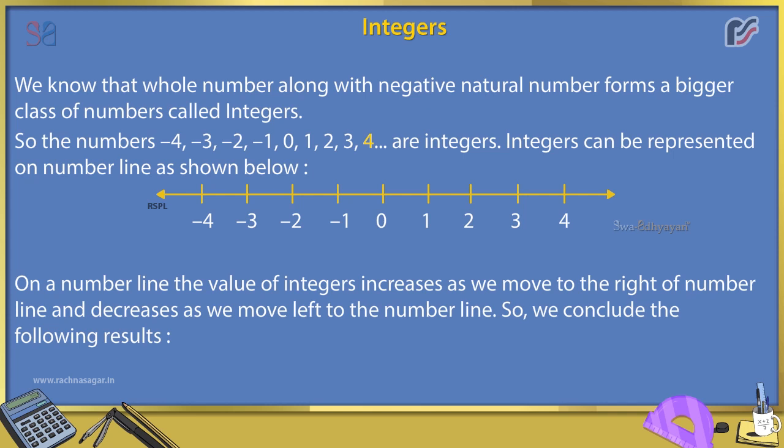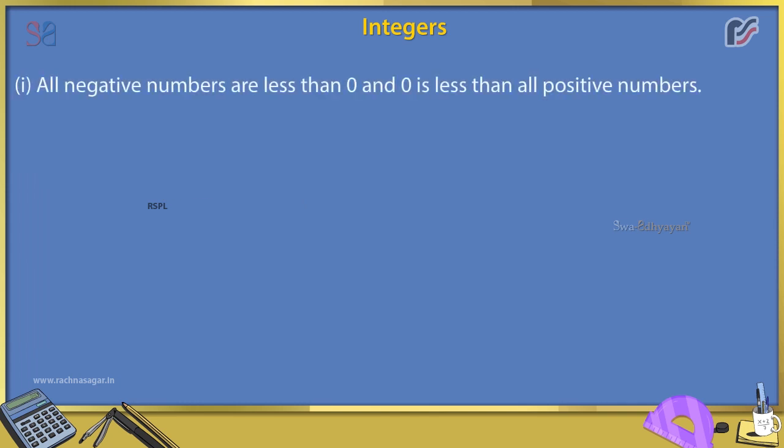On a number line, the value of integers increases as we move to the right of the number line and decreases as we move left on the number line. So, we conclude the following results. 1. All negative numbers are less than 0 and 0 is less than all positive numbers. 2. All negative numbers are less than positive numbers.